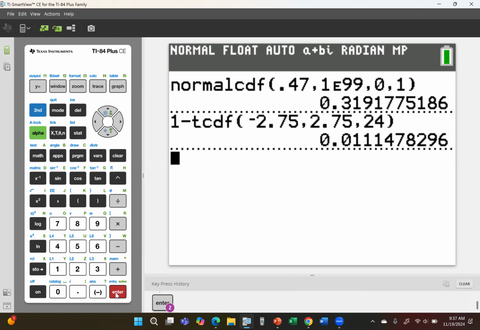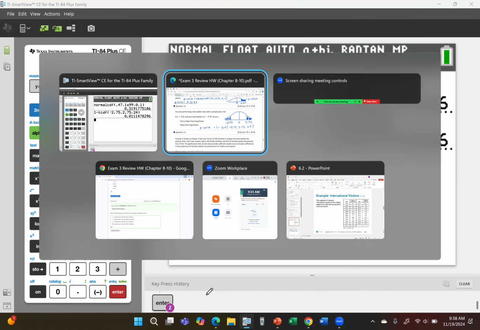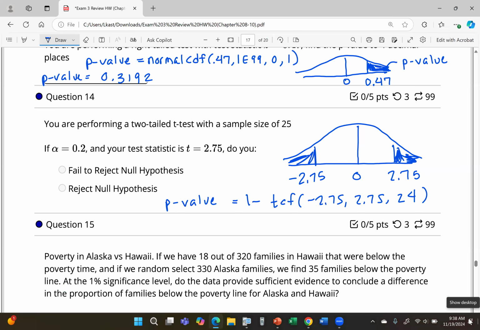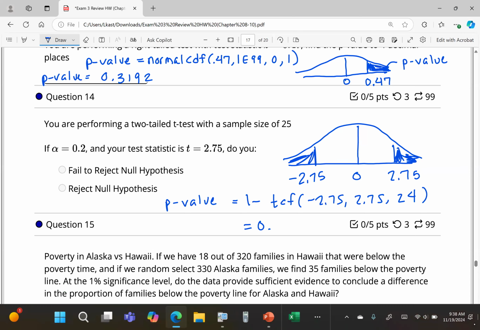0.0111 to 4 decimal places. Does it tell me how many decimal places? No, it just wants me to reject or not reject. So I don't even have to type that in. So I got 0.01. I'm just going to round it off to a couple of decimal places because I need to compare, don't I? So I'm comparing to what? 0.2. So is 0.01 greater than or less than 0.2?